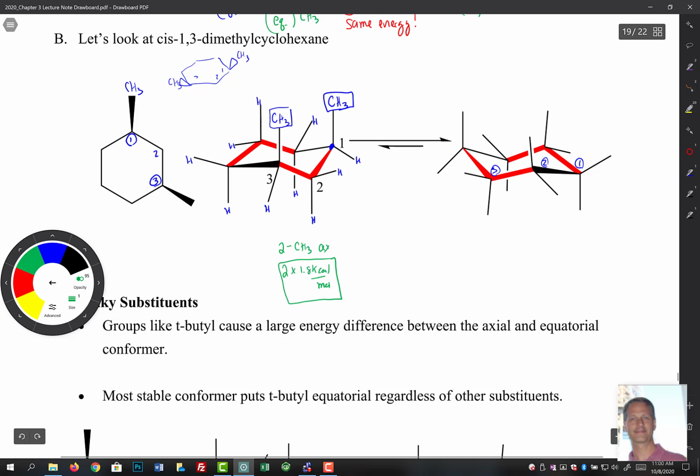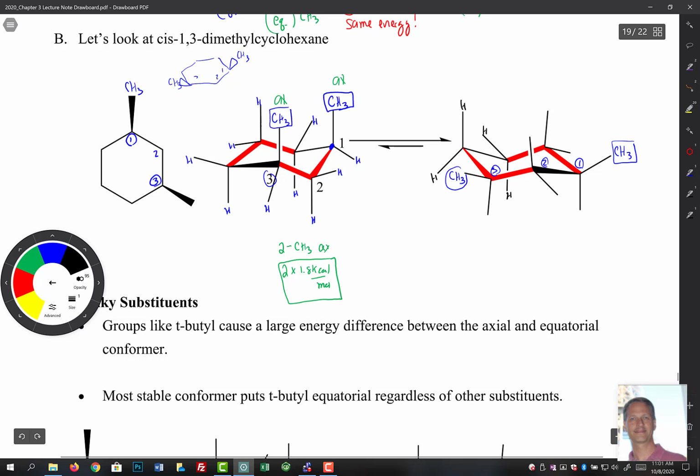And remember, here we are axial and axial. So now on this side, we need to put our CH3 group equatorial. And then at that other position, number 3, which is now over here, that needs to be equatorial also. So we put that there, just like that. And then we pepper in all those other H's, guys.